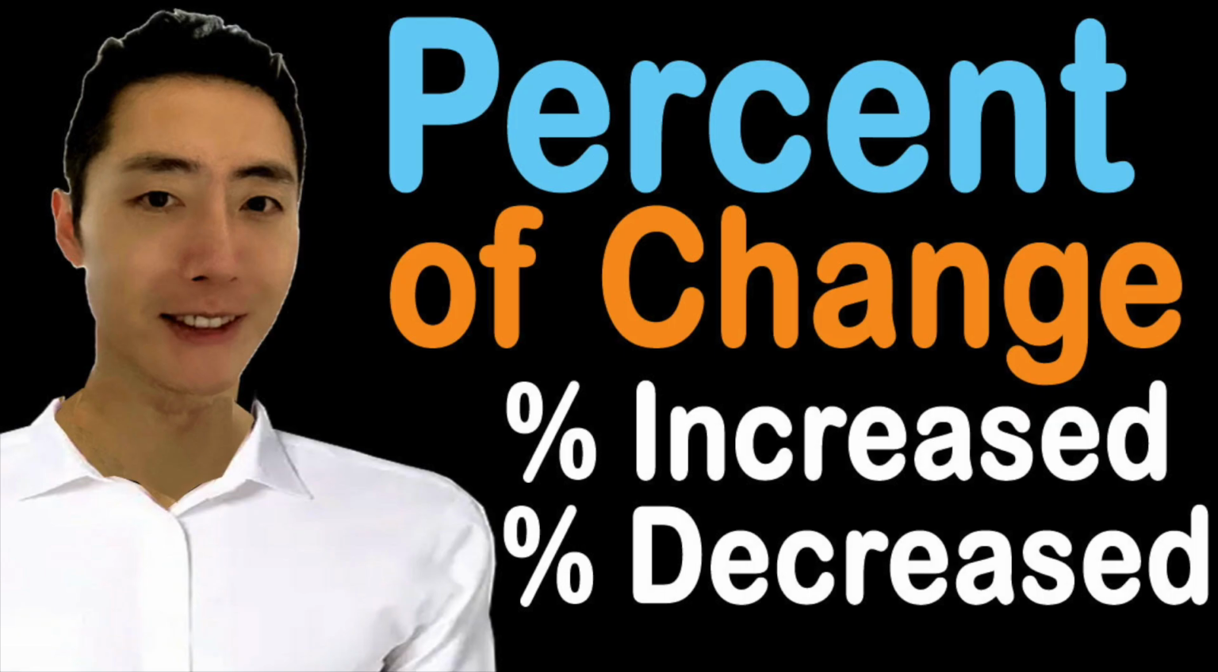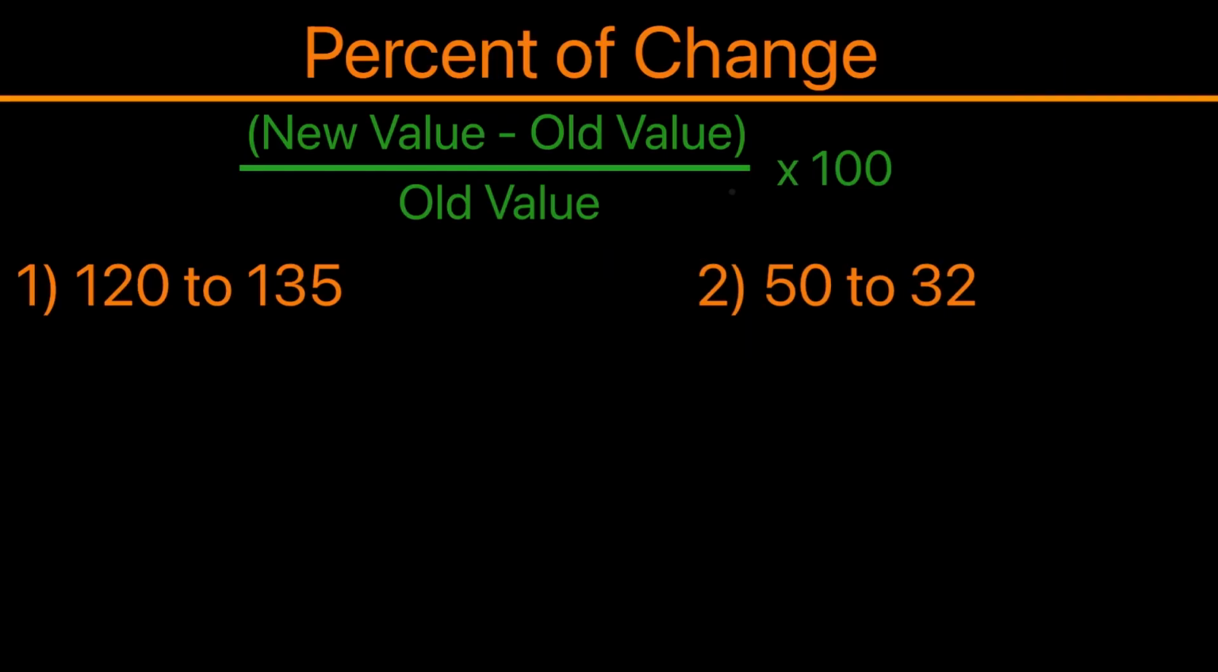In this video, I'll be going over percent of change. The formula for percent of change is the new value minus the old value and divide by the old value. Then you want to multiply by 100. And that will give you either an increase or a decrease.